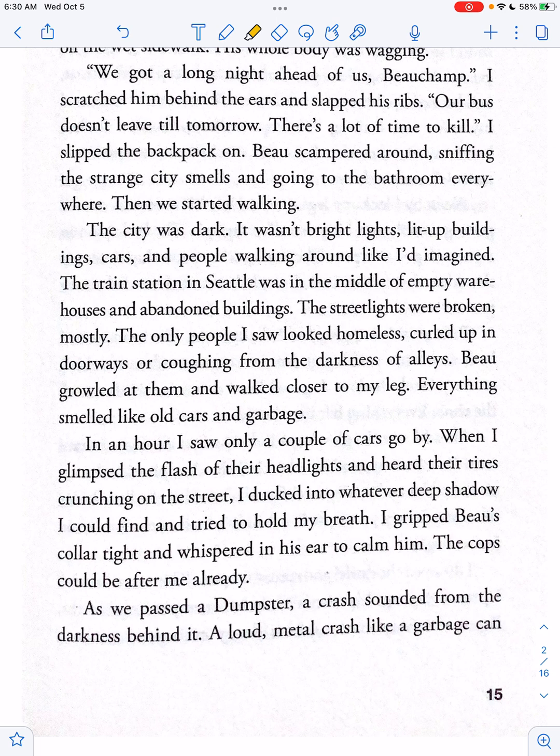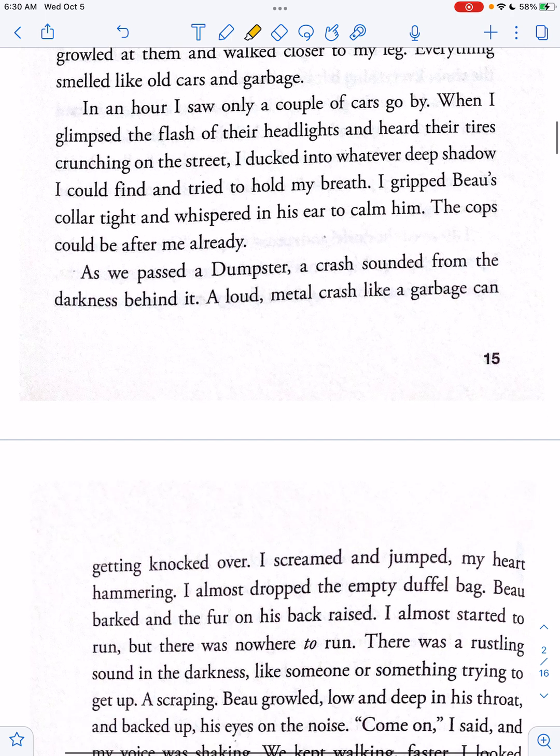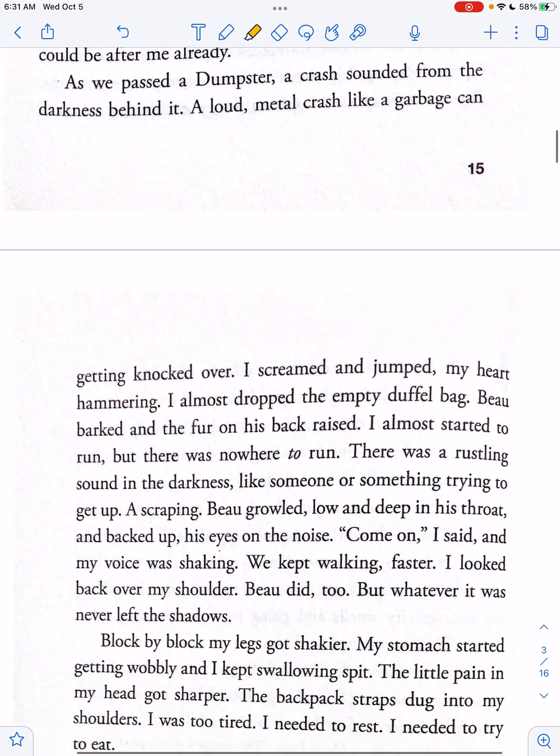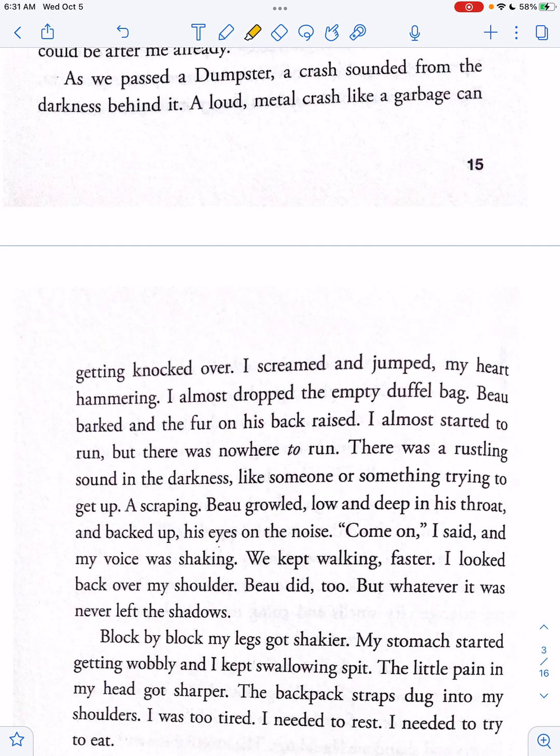In an hour, I saw only a couple of cars go by. When I glimpsed the flash of their headlights and heard their tires crunching on the street, I ducked into whatever deep shadow I could find and tried to hold my breath. I gripped Bo's collar tight and whispered in his ear to calm him. The cops could be after me already. As we passed a dumpster, a crash sounded from the darkness behind it. A loud metal crash like a garbage can getting knocked over. I screamed and jumped, my heart hammering.